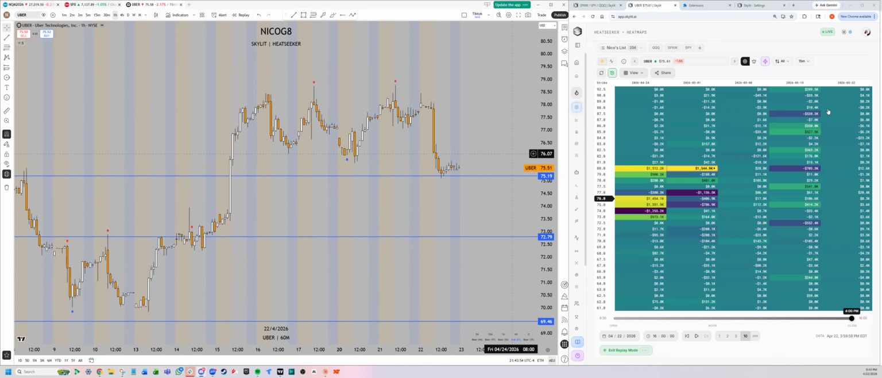OPEX has some higher nodes, but again, I'm basing this more off of next week's node at 80 than anything.